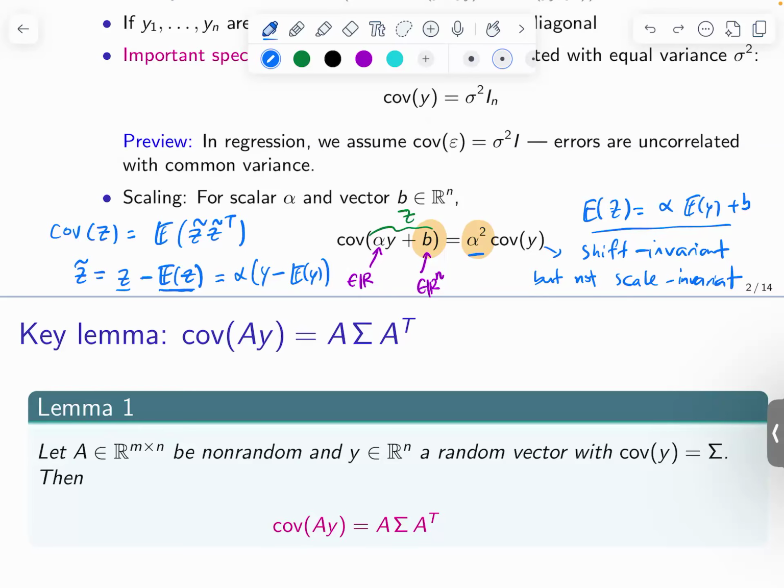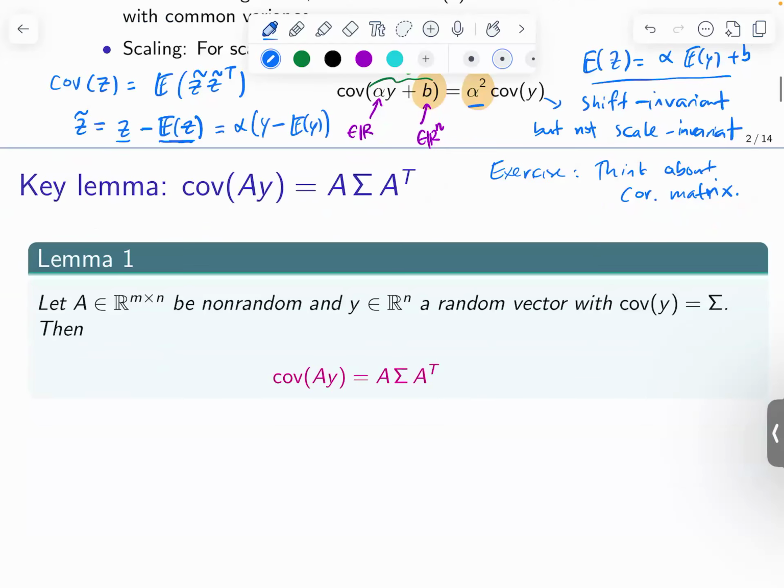Anyways, that's on the side. Questions? Exercise: think about the correlation matrix. You can define it similar to the covariance matrix, but I'll leave it to you to figure out.